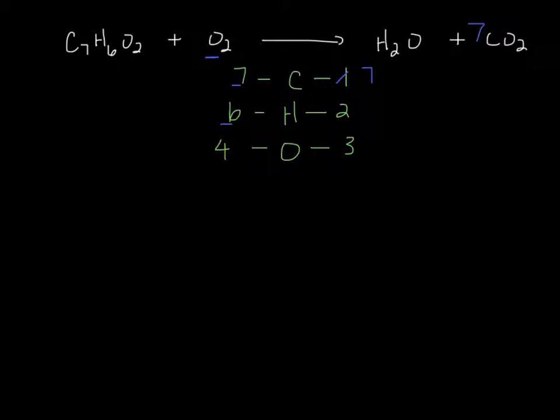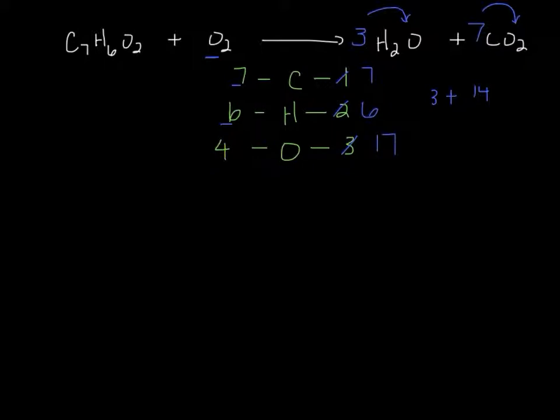I have 6 hydrogens on my reactant side, so I'm going to put a 3 in front of H2. So now I have 6 hydrogens on my product side. So count your oxygens up now on your product side. I have 3 oxygens plus 7 times 2 is 14 oxygens, totaling 17 oxygens.